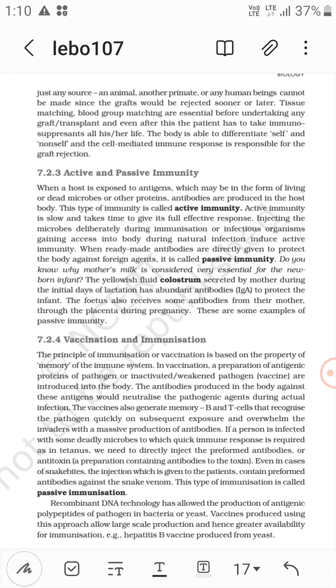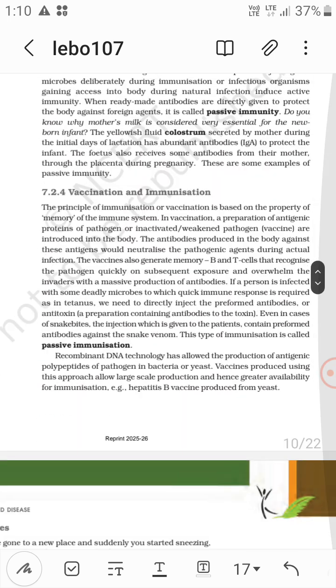So do you know why mother's milk is considered very essential for the newborn infant? Yes, I know, because the yellowish fluid colostrum secreted by the mother during the initial days of lactation has abundant antibodies, IgA, to protect the infant. The fetus also receives some antibodies from the mother through the placenta during pregnancy. These are examples of passive immunity.